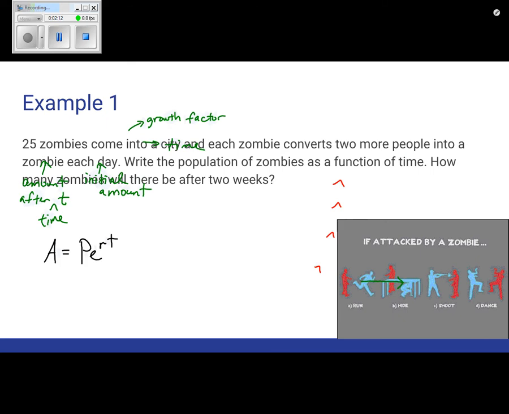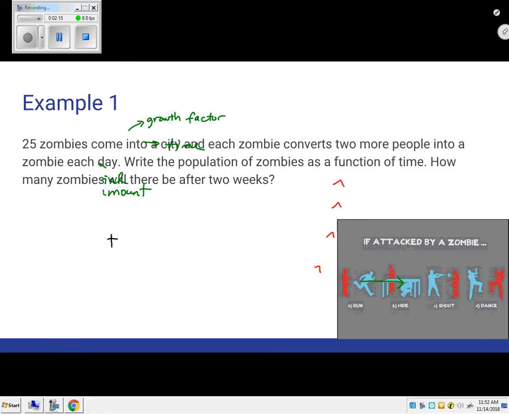So like I said, we're going to do some real world problems here. We're going to start with zombies, because that's obviously real world. So 25 zombies come into a city, and each zombie is going to convert 2 more people into a zombie each day. I don't know how, I'm not really caught up on all my Walking Dead talk. However they convert, I don't know if they bite them or look at them weird, but they're going to convert them. So I want to write the population of zombies as a function of time. In the second part of this, I want to know how many zombies I'm going to have after 2 weeks.